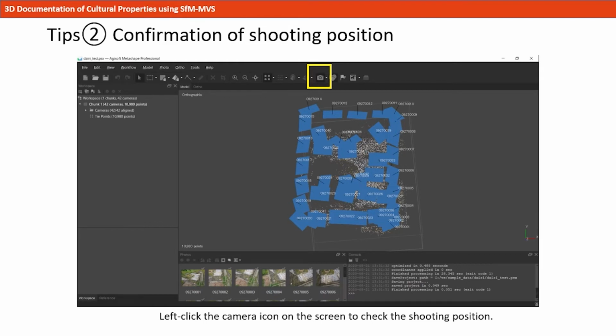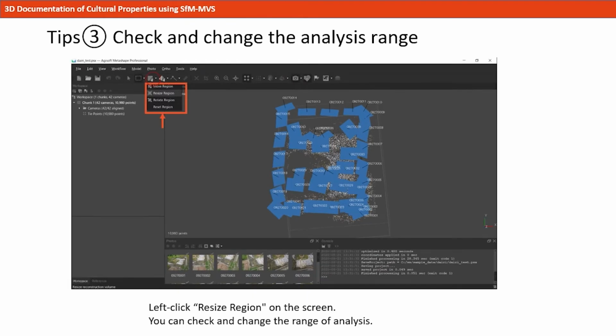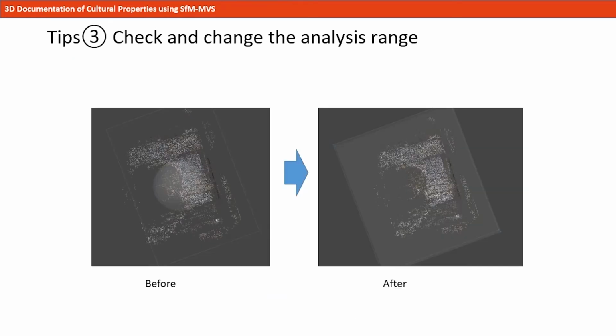By left-clicking the Resize region from the menu icon at the top of the screen, you can check and change the analysis range. This shows before and after. This has been changed to an image with a slightly expanded analysis range.